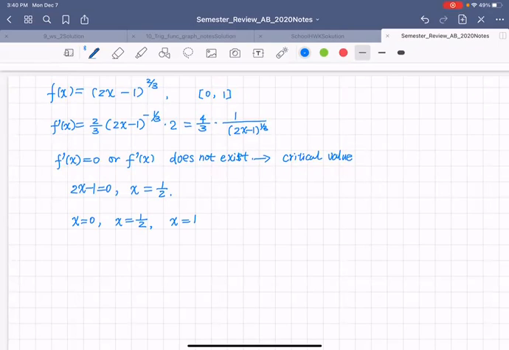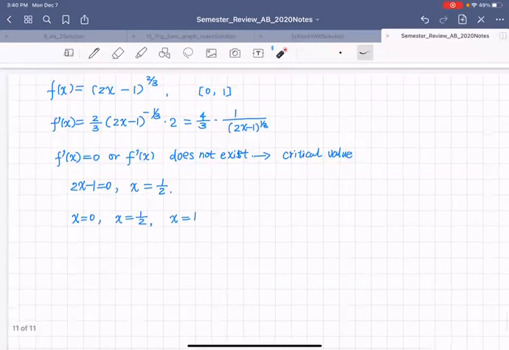Right. Yes. Wait, so you said x equals 0 would work? This is the edge. You also need to put the edge because remember the candidate's test. We want to also compare with the two limits on the left and on the right.